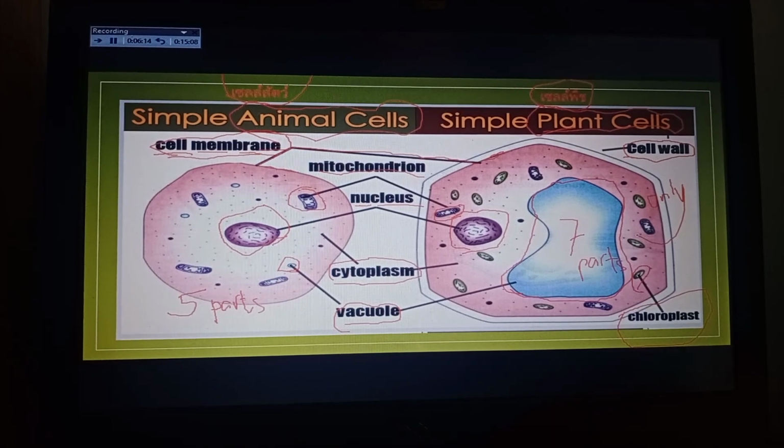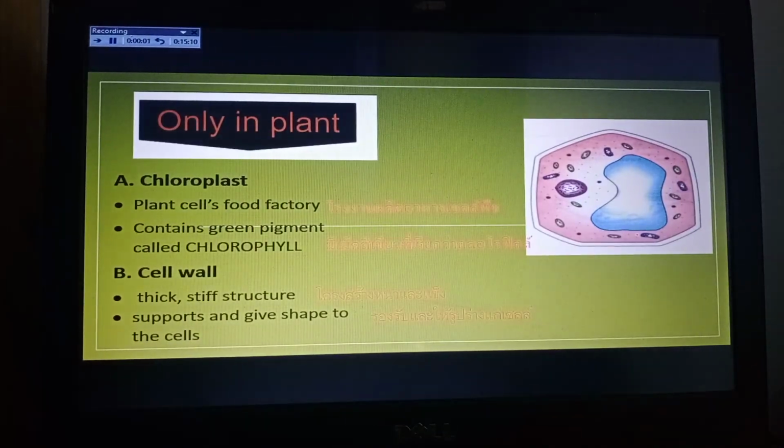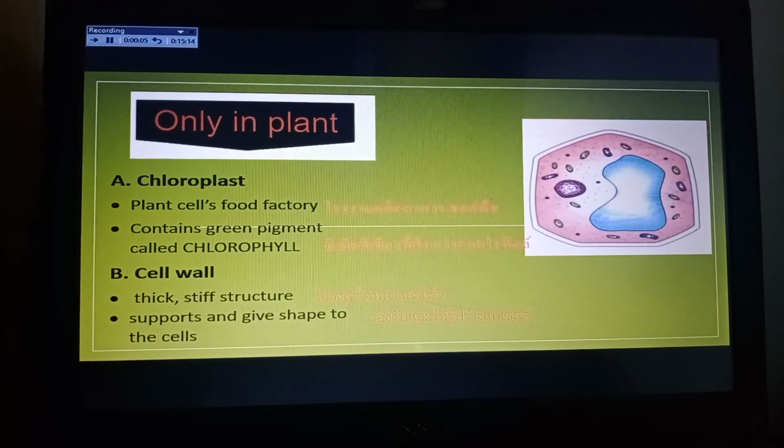Okay, moving on. Now this time we are going to discuss the different functions and the definition of each of the parts of the cells.